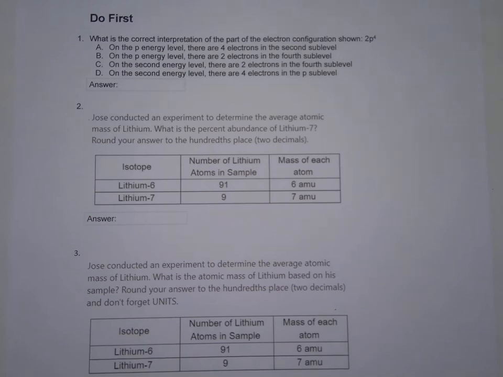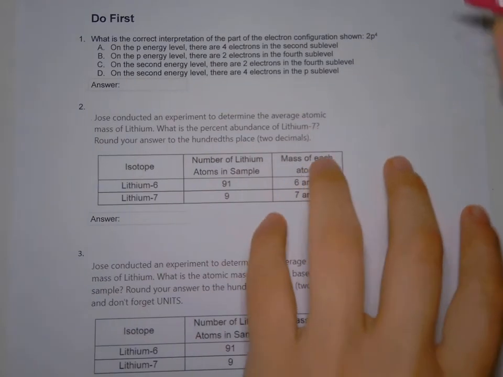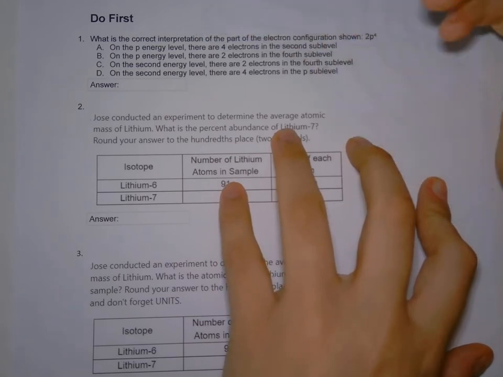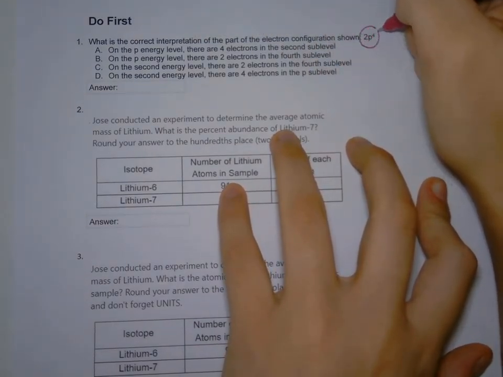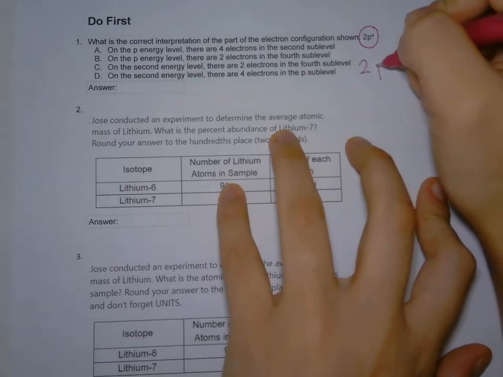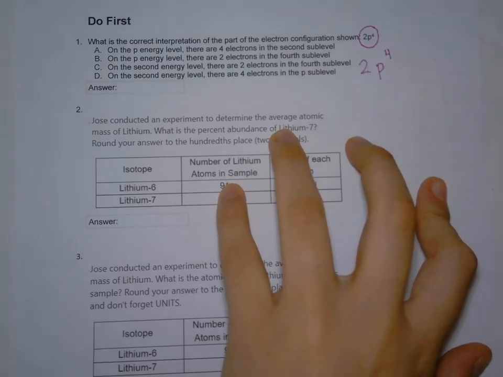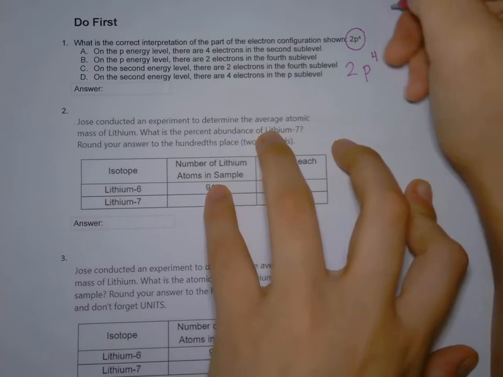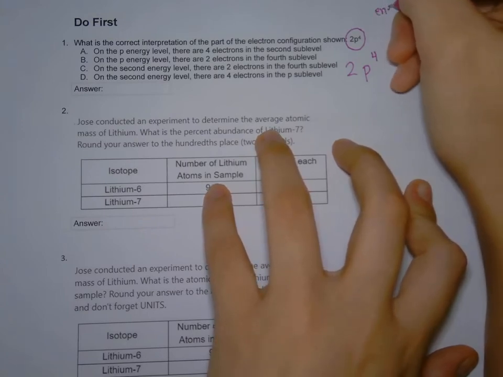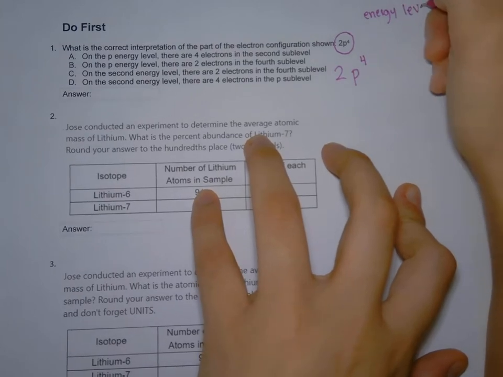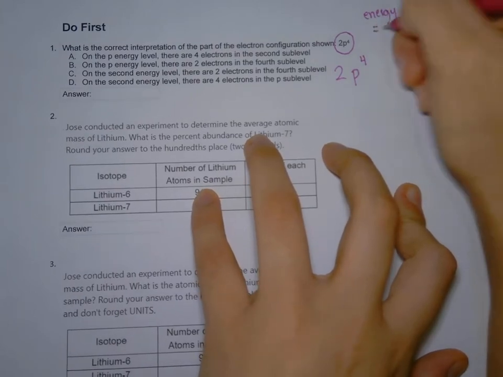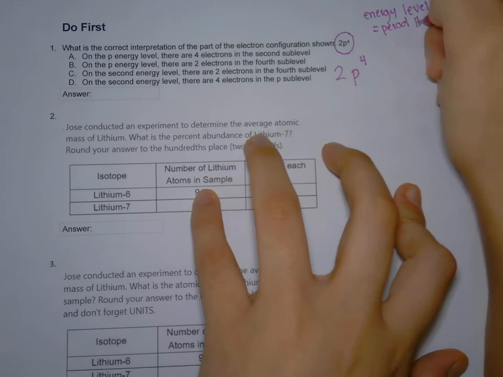Okay, so to explain the two first very quickly, first question asked me the correct interpretation of the part of the electron configuration shown here. So 2p4. I know that electron configurations are made of three things. They are made of the energy level, which is also the same as saying my period number in the periodic table, like my n.